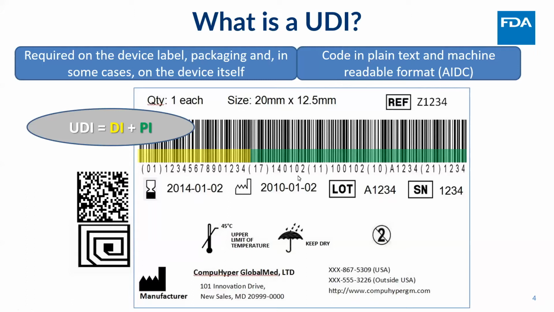And the rule requires that it be in plain language, as you can see in the numbers on the bottom here, and also that it be in a machine readable format, in a barcode format, the linear barcode or the data matrix, or whatever is the latest and the greatest.